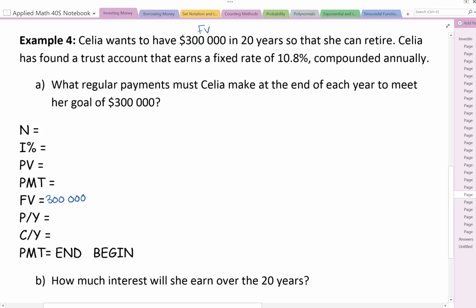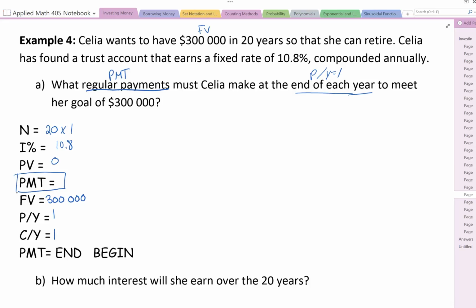And in 20 years, put that in for N, but that's going to be multiplied by whatever P/Y is. Now it says Celia has found a trust account that earns a fixed rate of 10.8%, compounded annually. Now it says what regular payments must Celia make at the end of each year, meaning that P/Y is going to be 1, which means we're going to multiply our 20 by 1. Now it says what regular payments means we're solving for PMT, not PV. So PV is going to be 0 and we're solving for PMT. So reading really carefully to see what it is we're being asked to solve for.